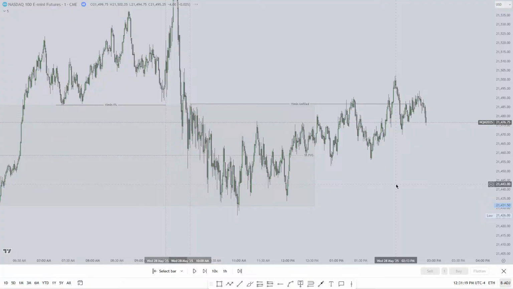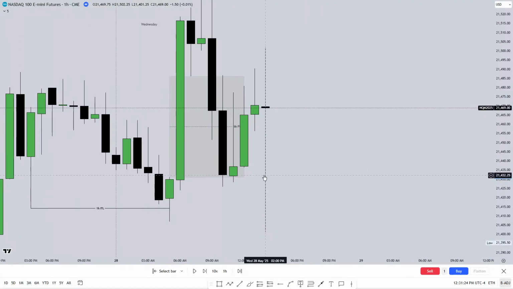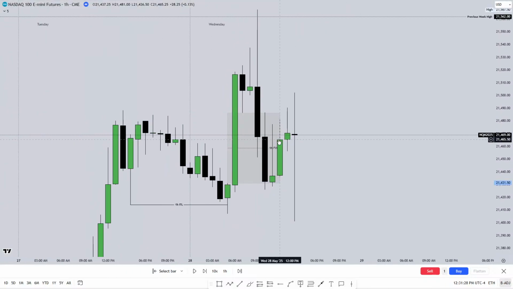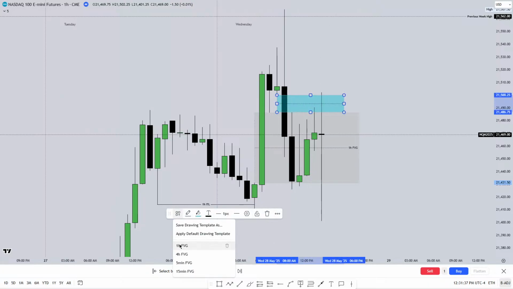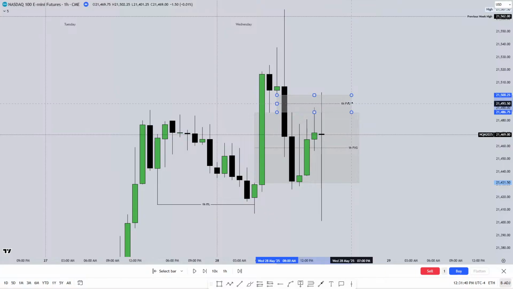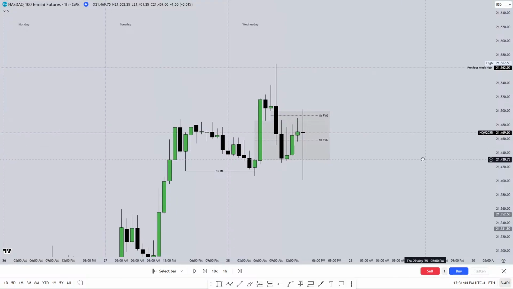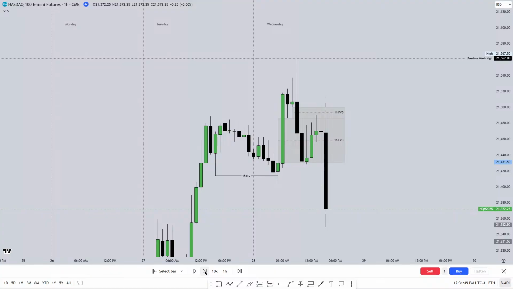So we'll go to our hourly right here. Just want to take some screenshots real quick. Okay, 2 p.m. did something right there. Yeah, that's not easy price action though. That's really, really tough.